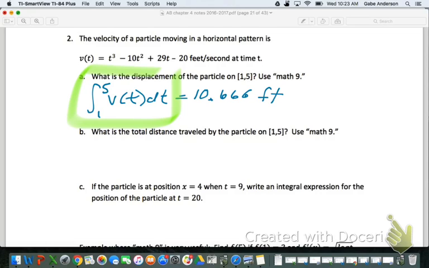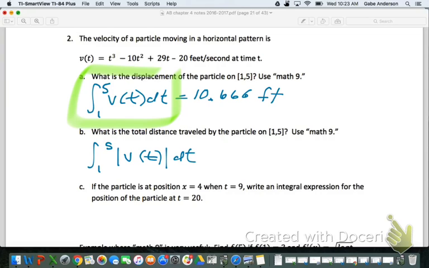Yep. Okay, and then for part B, it would be the definite integral from 1 to 5 of absolute value of v of t dt. You guys all okay doing absolute values on your calculator? Do you need to see this? Guys, that was a question. Yes or no? Do you need to see this? Yes. Okay, I'll show you.